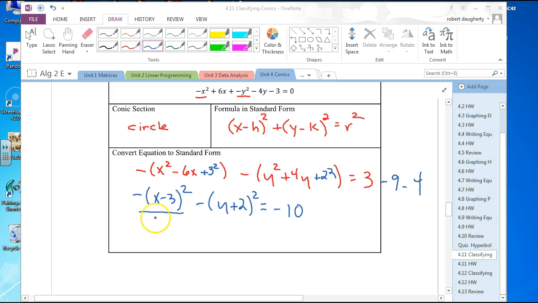I mean, I can divide it all by negative 1. All right. And I get x minus 3 squared plus y plus 2 squared equal 10.